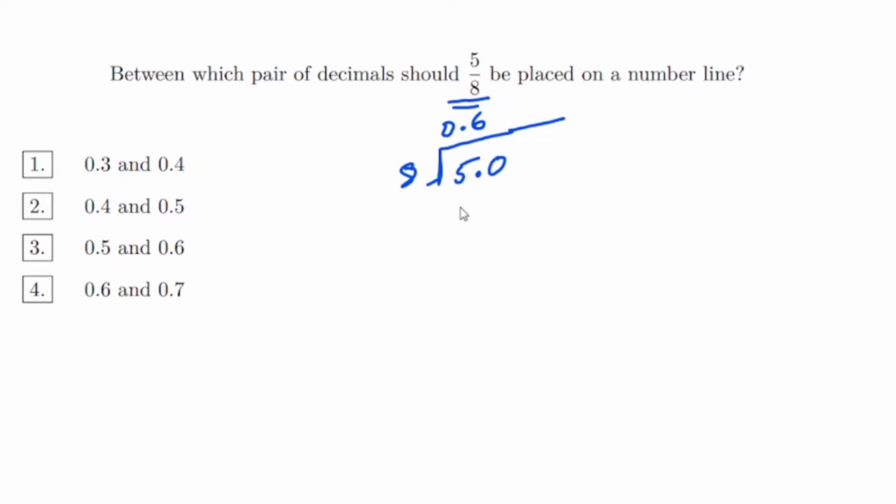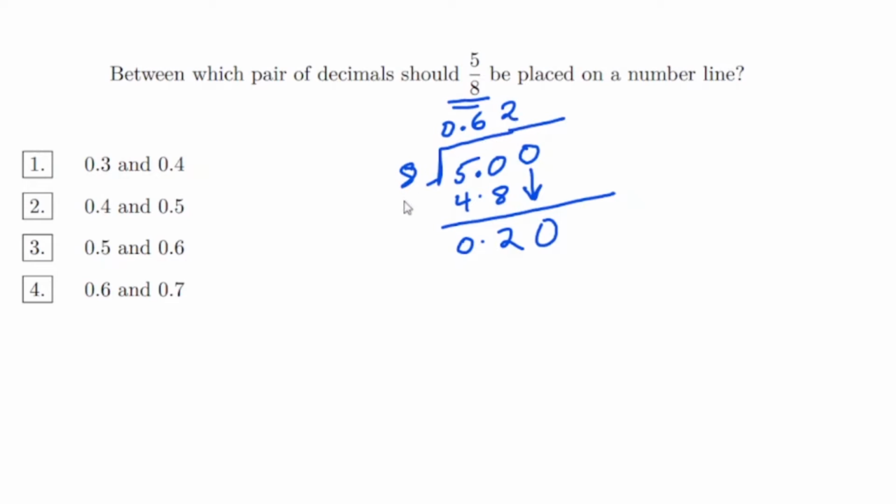And then we put this line over here. And then we'll do 5.0 minus 4.8, and that's just 0.2. And then we ask the question, how many times does 8 go into 2? Well, 8 doesn't go into 2. But if we put a 0 up here and then bring it down here and have a 20, we can say, how many times does 8 go into 20? Well, 8 goes 2 times into 16, and 8 times 2 is 16.